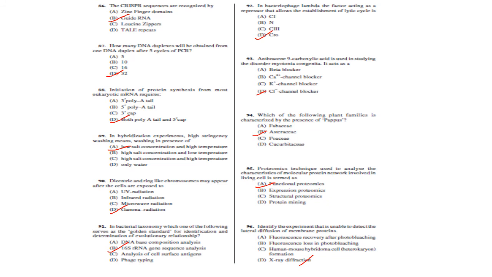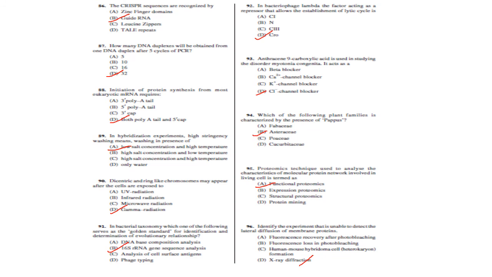In hybridization experiments, high stringency washing means... So stringency is a term used in hybridization experiments to denote the degree of homology between the probe and the nucleic acid. If you take Southern hybridization, it is the degree of homology between the probe and the nucleic acid that is bound to the membrane. So higher stringency means higher homology.